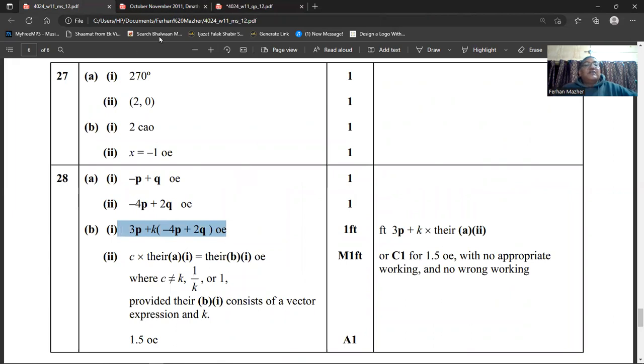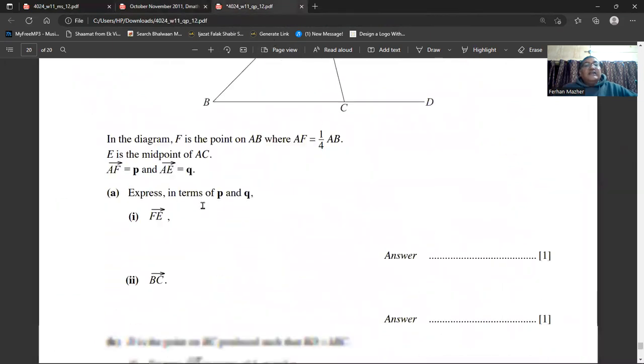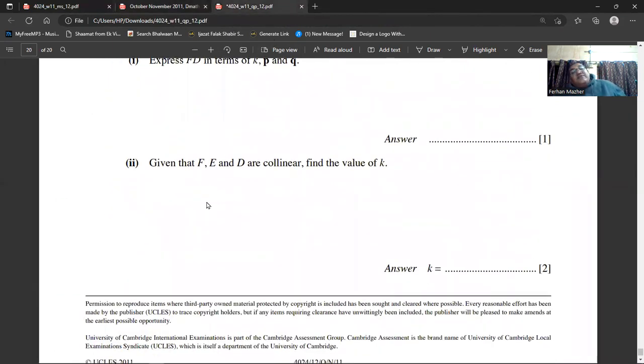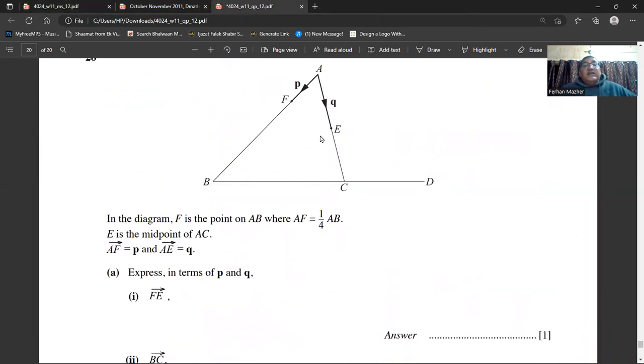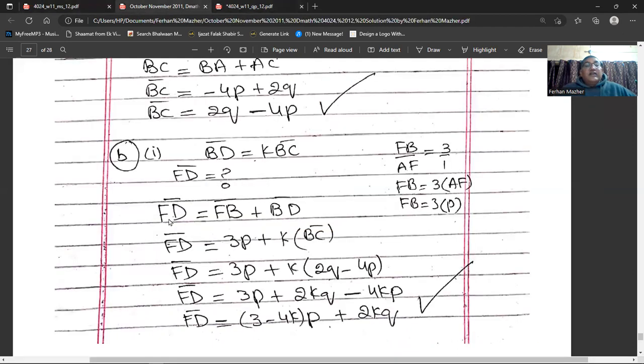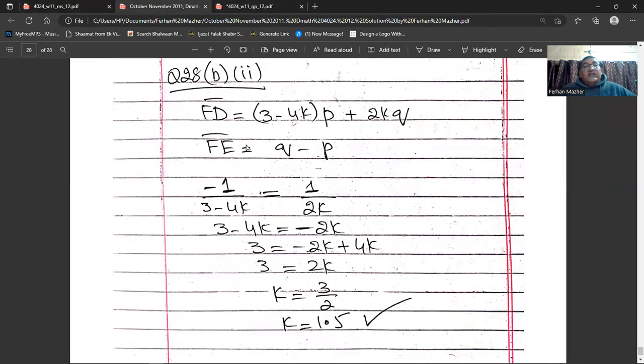So here you can see. Okay. Then the question is, given that FE and FD are collinear, find the value of K. FE and FD, they are collinear. So what is FD? That is bracket 3 minus 4K, bracket close, P plus 2KQ. And what is FE? That was Q minus P. Because they are collinear, FD and FE, they are parallel to each other.